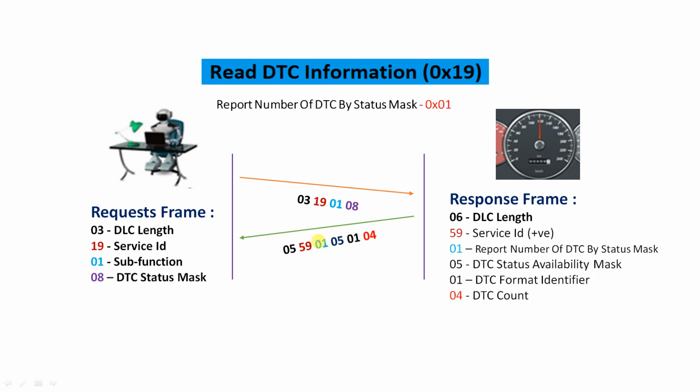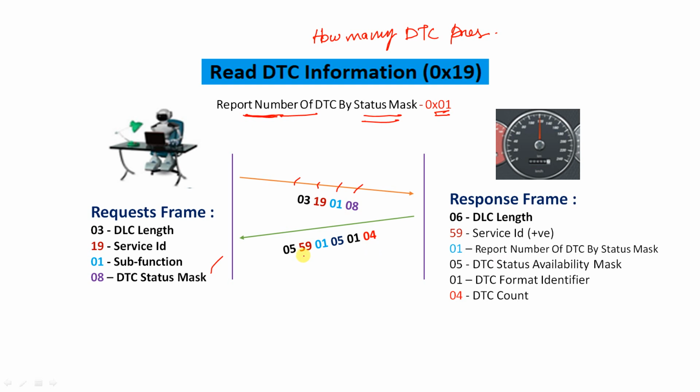Next sub function, report number of DTC by status mask. From the name itself we can tell: report the number. We are not asking for the DTCs, just how many DTCs are present. So it reports the number of DTCs by the same status mask. The sub function is 01. So very simple: 19 01 is the sub function, then 08 is again a DTC status mask.